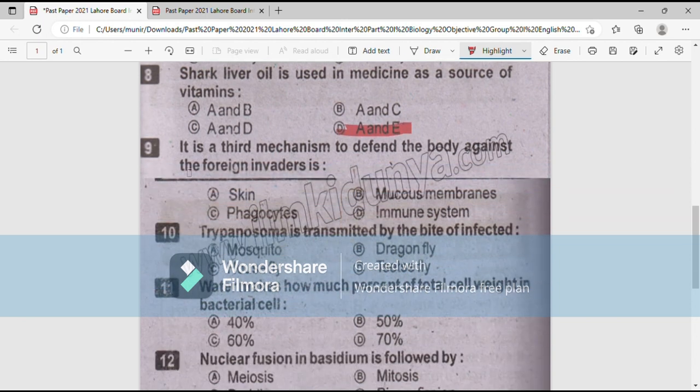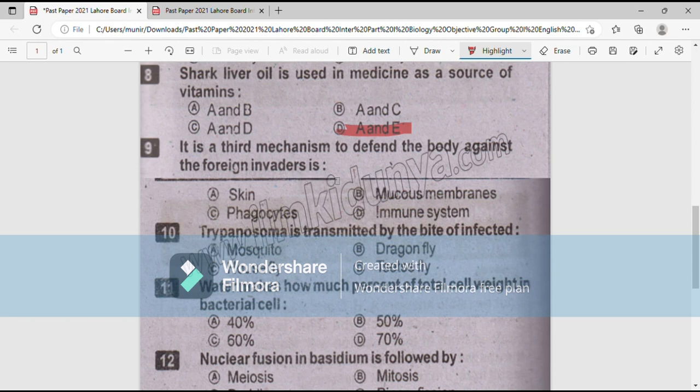MCQ number 9: it is a third mechanism to defend the body against foreign invaders. Guys, when any foreign molecule enters our body, our body uses three types of lines of defense, or you can say three types of mechanisms. The first line of defense is our physical or chemical barriers like skin, mucus or cilia. The second line of defense is cells like eosinophils, or proteins like interferon.